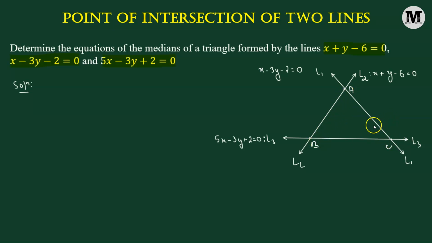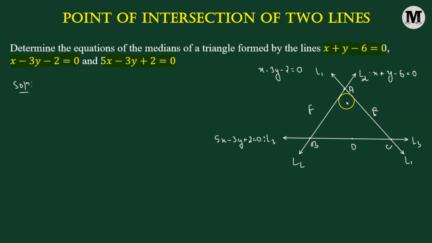Now our goal will be to determine the equations of the medians. So if we consider D as the midpoint of BC, E as the midpoint of CA, and F as the midpoint of AB, then we need to find the equations of the medians AD, BE and CF. Okay, we're going to go step by step.